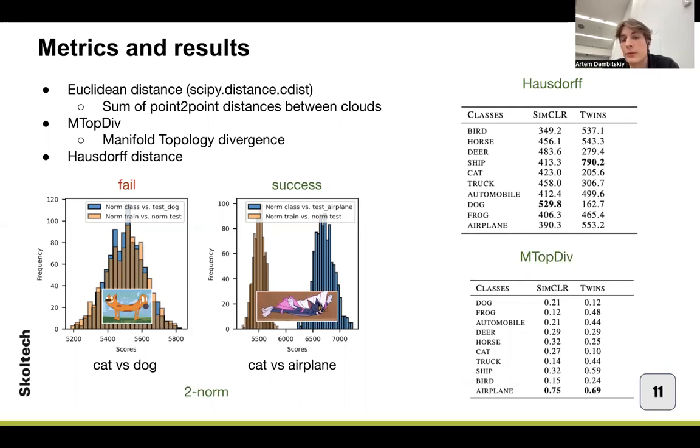When we used Hausdorff and MTopDiv scoring metrics, we obtained almost the same results. We could see that scores for cats and for dogs are similar, while for the other classes from the data sets, the scores are higher. It means that our neural networks cannot distinguish animals, while the animals can be separated from the mechanical objects.